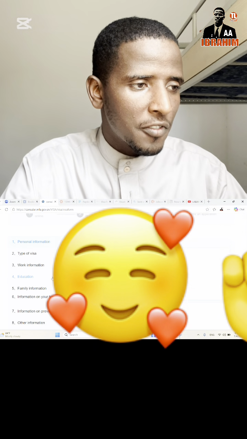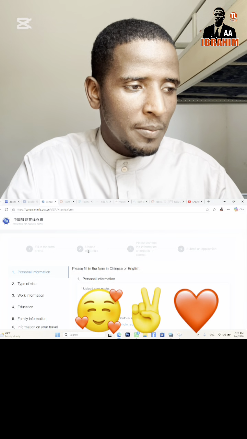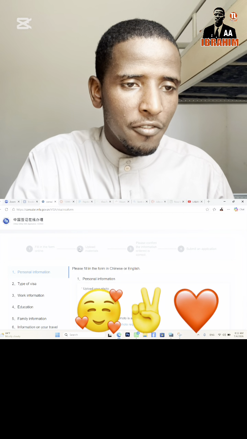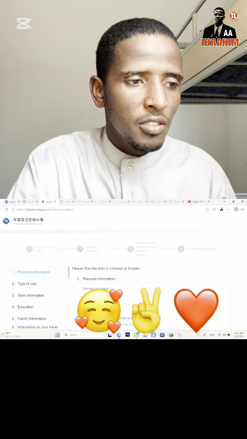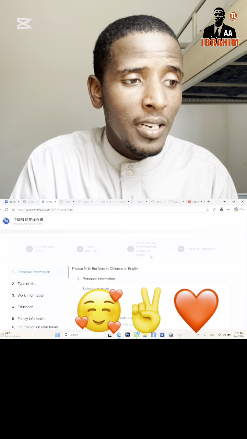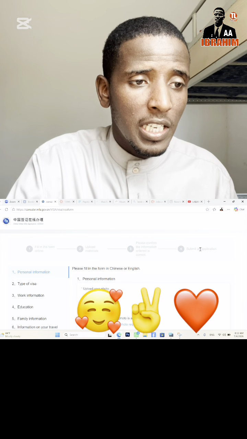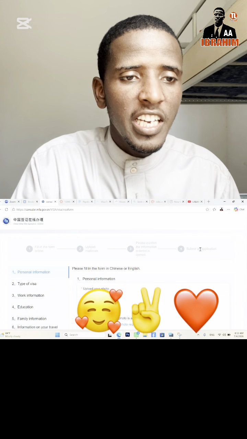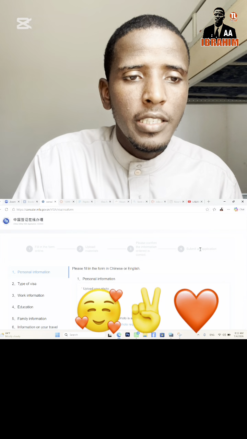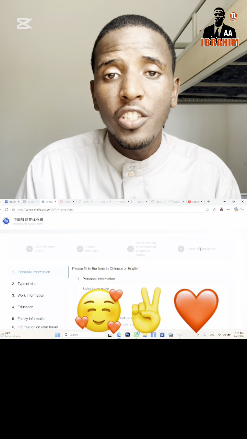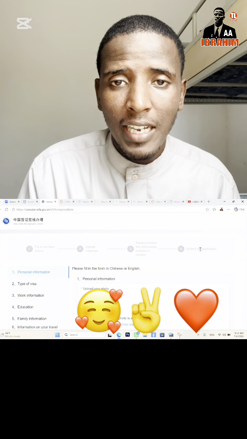You first have to fill in your personal details, visa type, information on previous visas, and other information. Then you upload the materials, which are your invitation letter, your passport, and your passport picture. Then here you confirm, and then here you submit. That is it. Then you take your application to the visa application center in Accra.